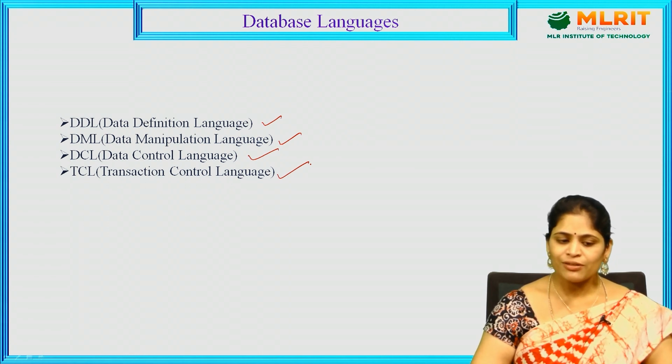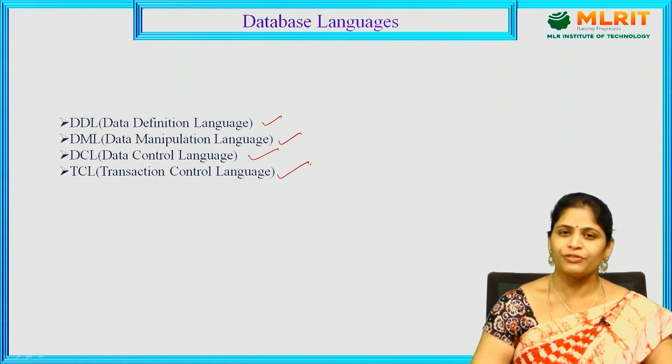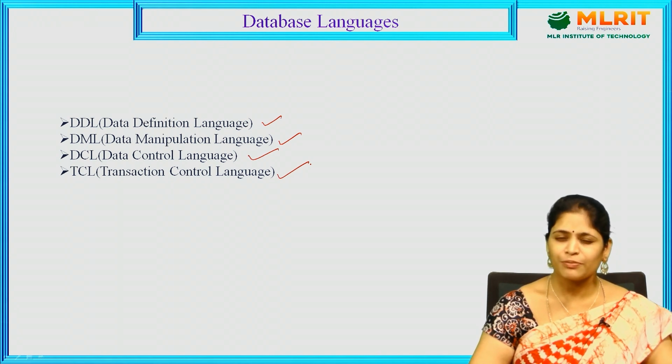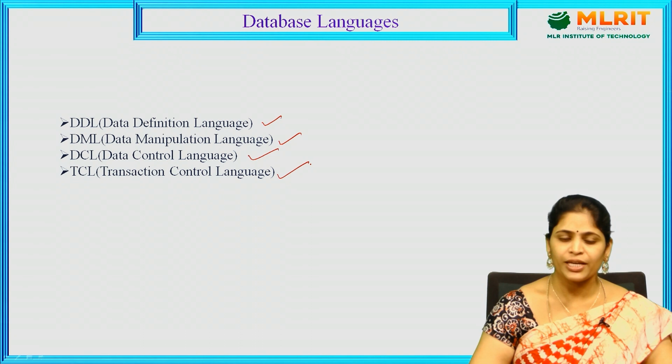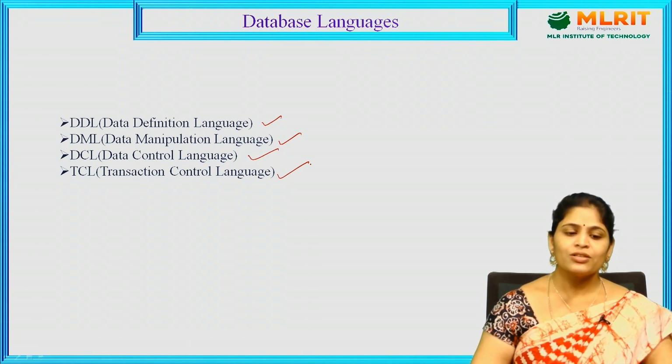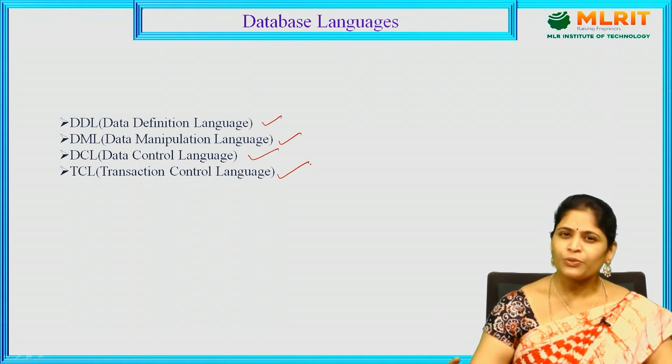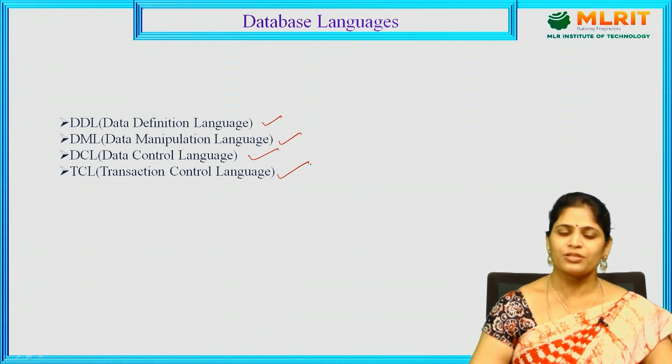Generally, what is the purpose of a language in real time? If we are speaking in English, the other person must understand whatever we are speaking, right? That means language is nothing but something used to communicate, to interact with others. So if users or human beings want to interact with the database, then we must use some languages, and these are the database languages to interact with the database.